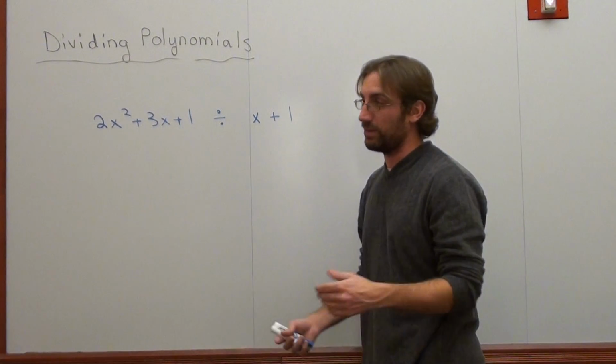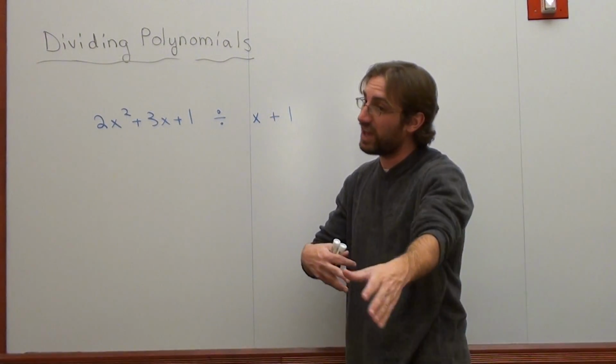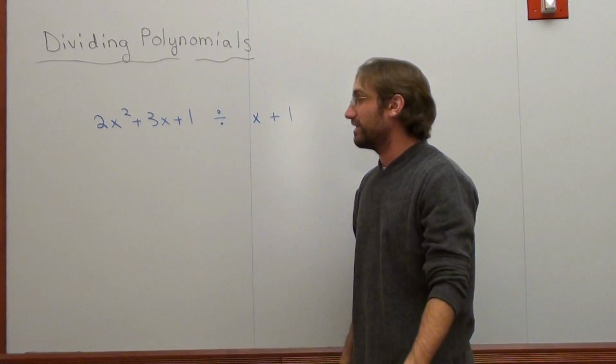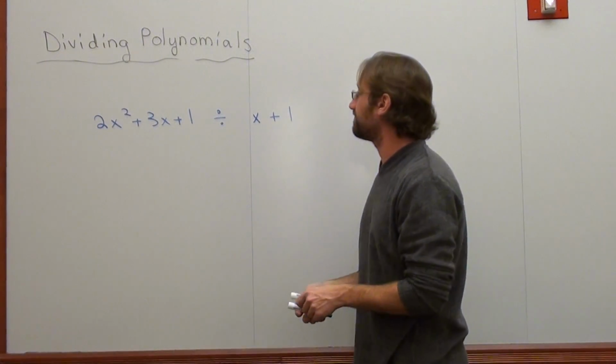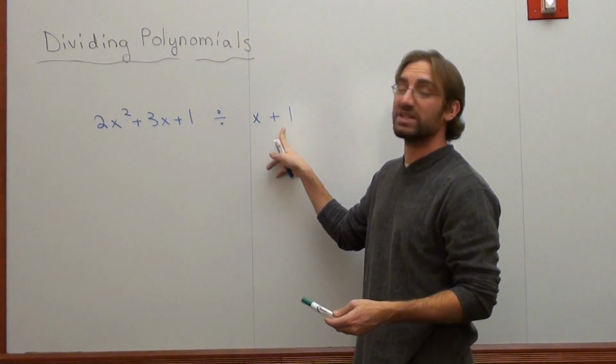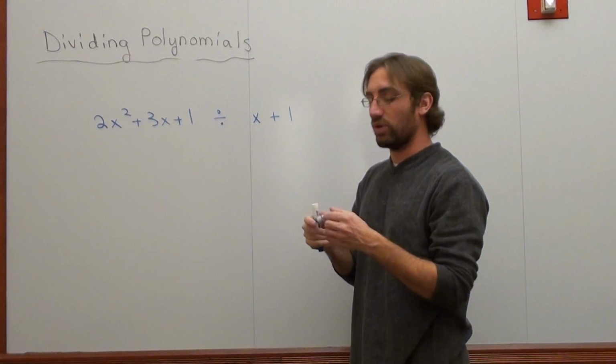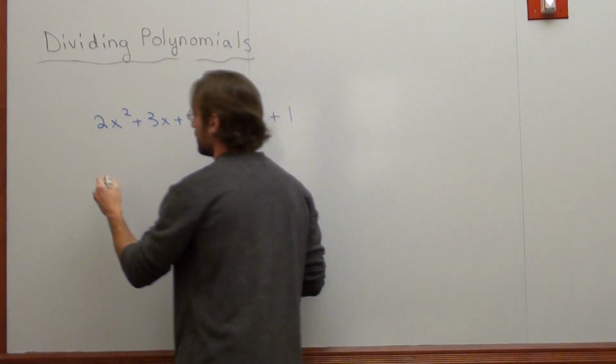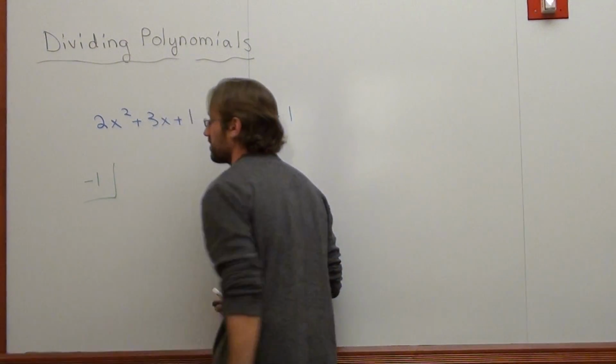That's why it's so limited. I can't preface that enough. It's synthetic division, it's cool, but not really useful in everything. So here's what you do. You take the opposite of this sign. So if this is a positive 1, you make it a negative 1. And then you surround it in a box.